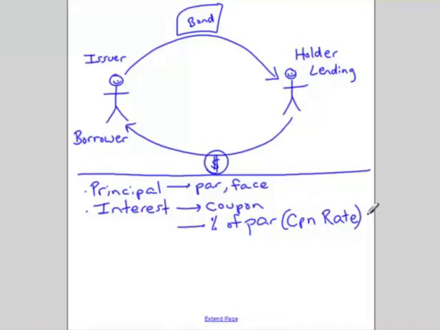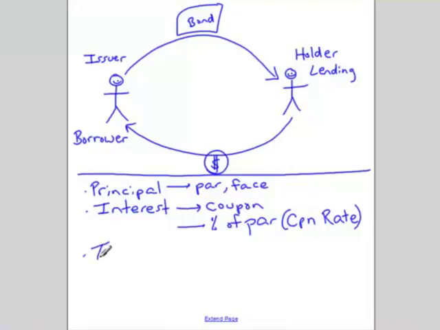Now in the U.S., coupons are usually paid every 6 months, or semi-annually. Mortgage-backed securities and asset-backed securities, in other words, other types of bonds in the U.S., may pay monthly, but most corporate bonds and U.S. government issue bonds are paid semi-annually. Now, some bonds, usually those outside the United States, pay coupons annually.